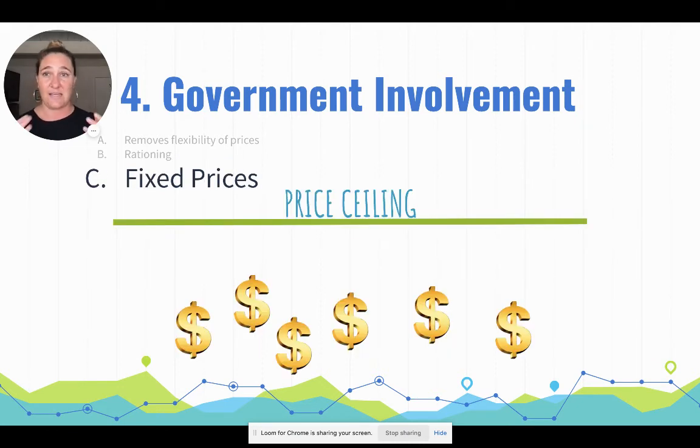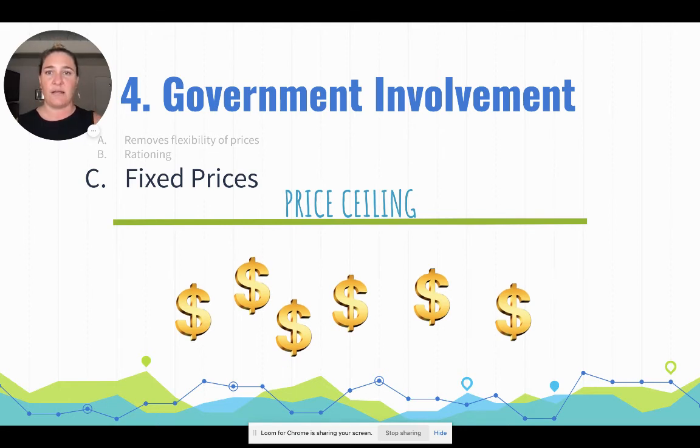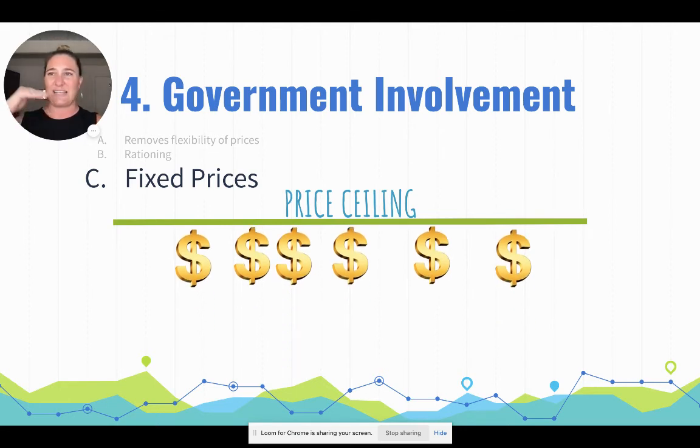The other way that we see the government removing the flexibility of prices is through what are called fixed prices. One example of that is a price ceiling. And this is where a price can't go any higher, right? It's the ceiling of the price. The price cannot go up any higher. It's the highest price that can be charged.